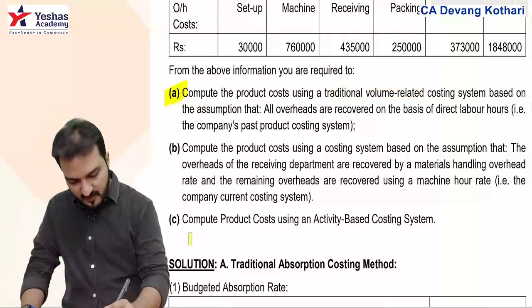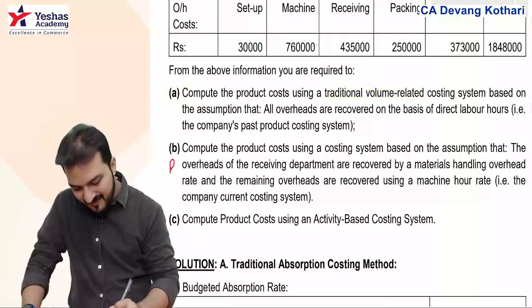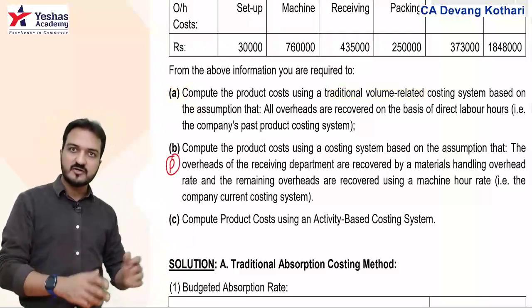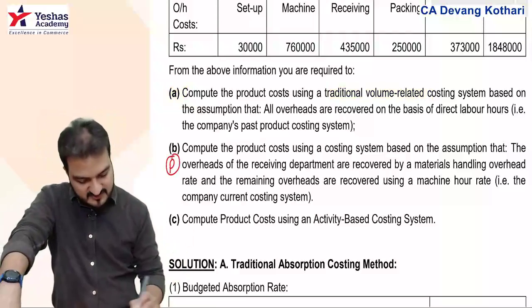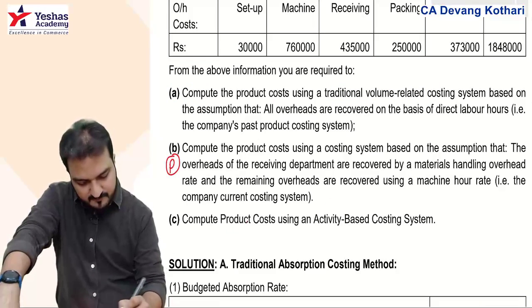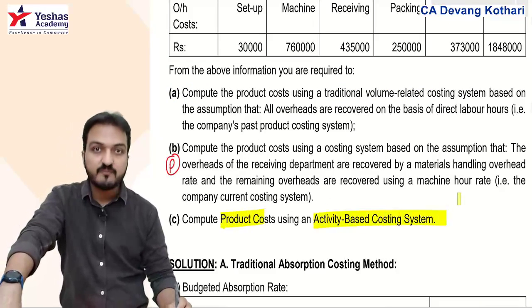Part B of the answer, I keep that pending. We'll discuss that later after discussing part C. That part B is something new. But part C is asking you to compute product cost using activity based costing.